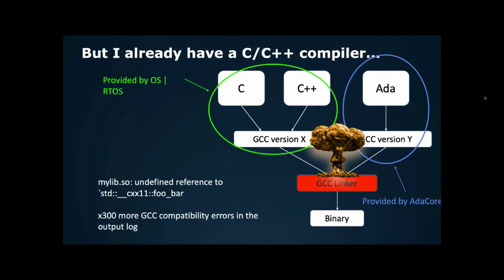I actually did a very small application, and I saw 300 errors just in GCC incompatibilities like this. What's actually happening here is that when GCC revs its versions, it's changing the C++ ABI. So you get ABI incompatibilities. And a lot of times the OS and the RTOS C and C++ versions are based on old GCC versions.